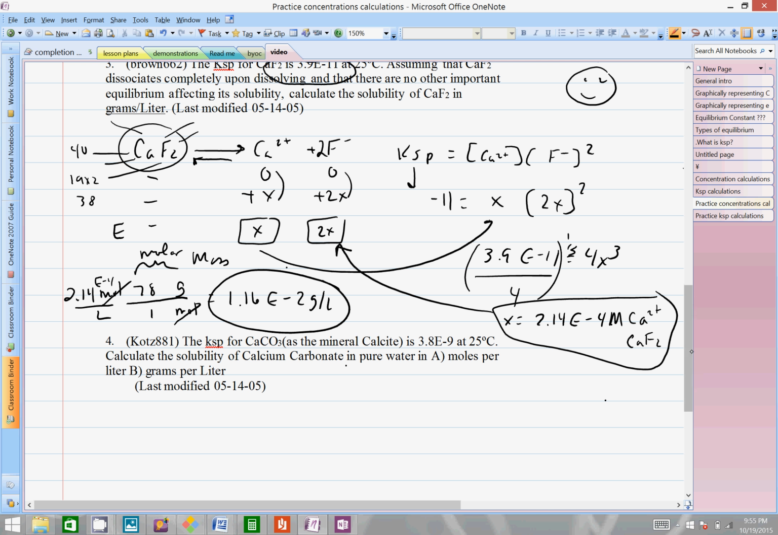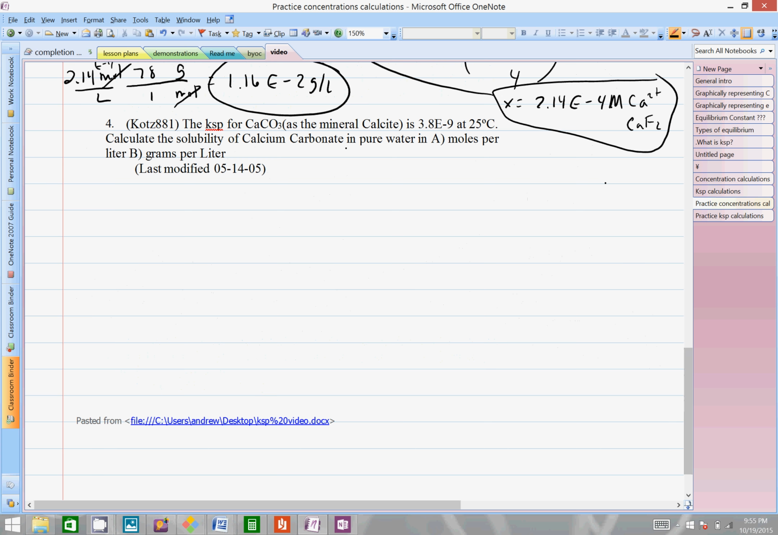Okay, the next problem says we have the Ksp for calcium carbonate as the mineral calcite, 3.8 e to the negative ninth. Calculate the molar solubility of calcium carbonate in pure water, A in moles per liter and B in grams per liter. So in this case, we write the formula out. Calcium carbonate comes from calcium 2+ and CO3 2 minus, so they're 1-to-1 ratios. My Ksp equals the concentration of the calcium 2+ ion times the concentration of the carbonate ion.